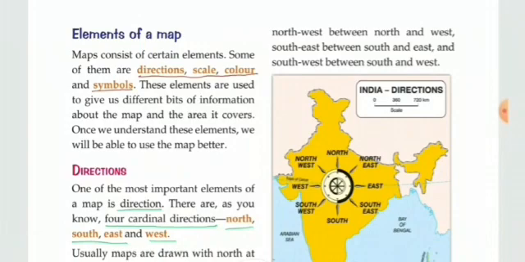Maps consist of certain elements. Some of them are directions, scale, color, and symbols. These elements are used to give us different bits of information about the map and the area it covers. Once we understand these elements, we will be able to use the map better.